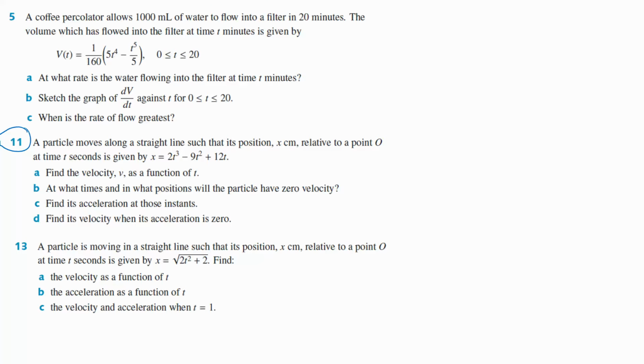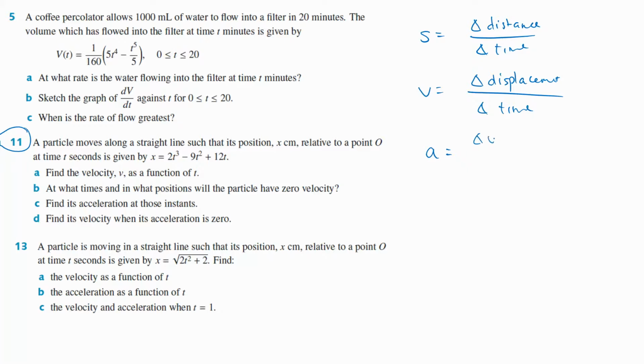Okay, so just a quick reminder. Speed equals change in distance over change in time. Velocity is change in displacement over change in time. Acceleration is change in velocity over change in time. And x is displacement, which means position. Those are the 4 things you had to understand.